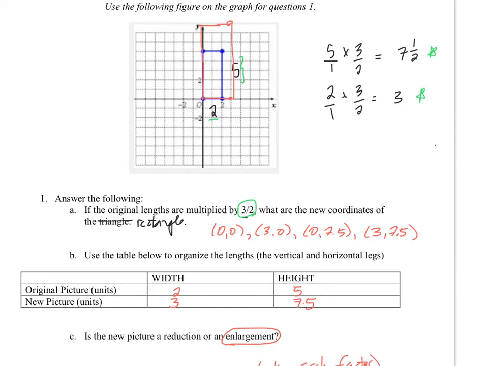So it's 5 over 1 multiplied by 3 over 2, and 2 over 1 multiplied by 3 over 2, which gives me the new lengths of 7.5 for the height and 3 for the width. So the question asks for the data points, right? The new coordinates. Okay, so then I just have to think the origin is going to stay the same, but then I'm going to make the base longer by making it 3 and 0.